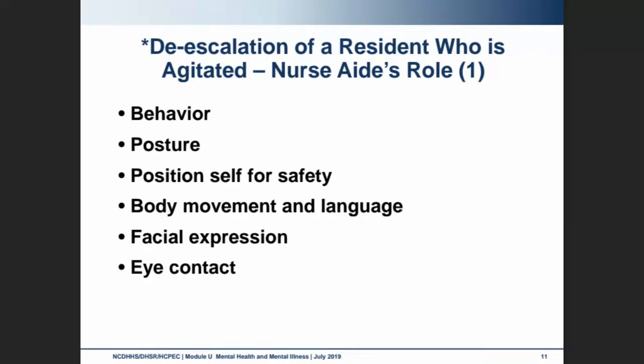We want our facial expressions to be neutral. We want to be calm, but really attentive. That can help to reduce that hostility and agitation. We want to make eye contact, but we definitely don't want to be staring down our resident. And we also don't want to never make eye contact at all, because then they can get that feeling that we don't care, that what they're saying is not important. And then, of course, if we're staring them down, that's very threatening to people.